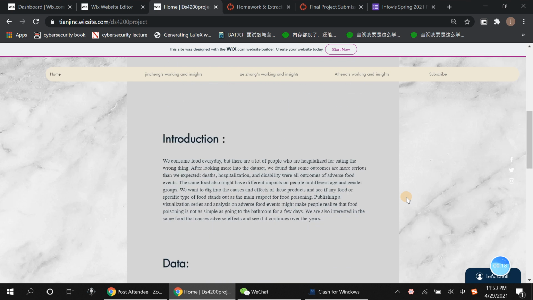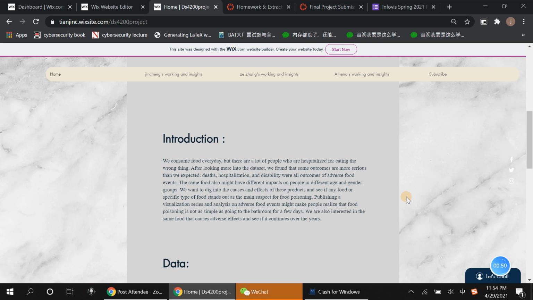Our team project is about the food we consume every day. There are a lot of people who are hospitalized for eating the wrong thing. After looking more into the data sets, we found that the outcomes are more serious than we expected. There are a lot of symptoms from bad food, like death, hospitalizations, and disability.